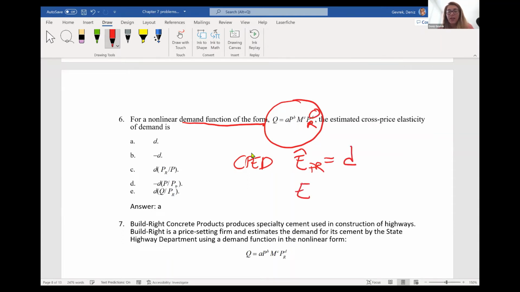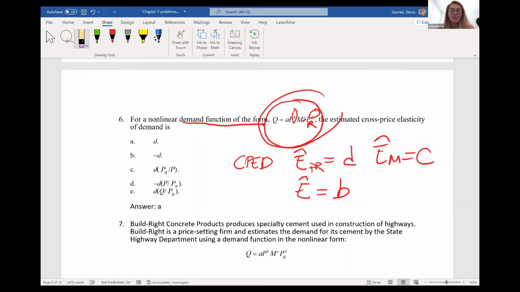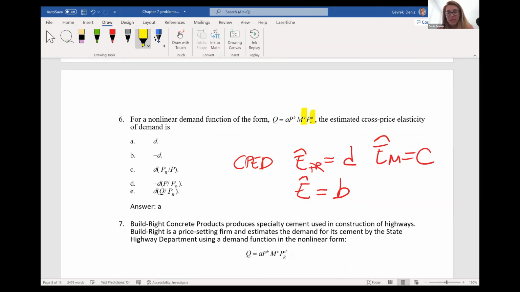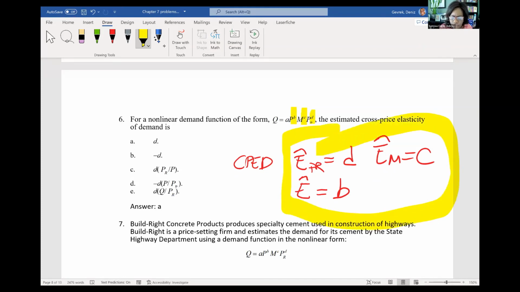As a matter of fact, the price elasticity of demand is going to be the power of P, which is B, and income elasticity of demand is going to be this power here, C. Whenever we have a nonlinear demand function looking like this, elasticities are constant numbers on the powers. And it comes from logarithm transformation.